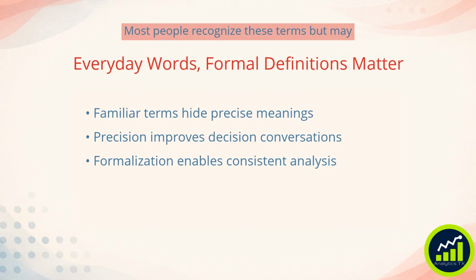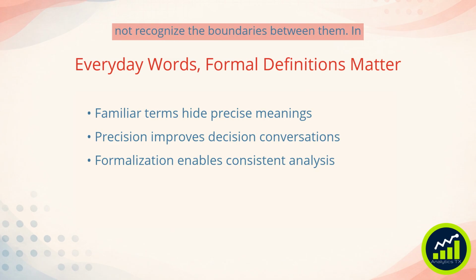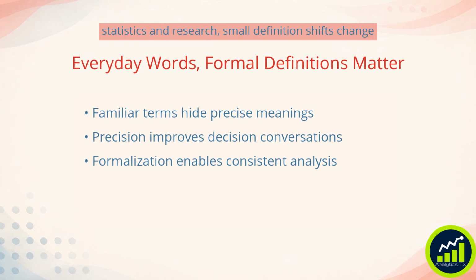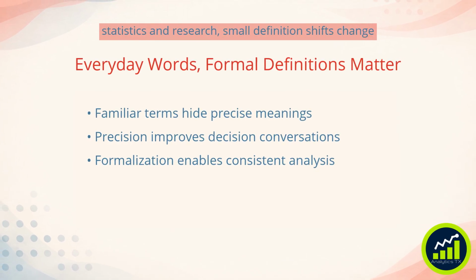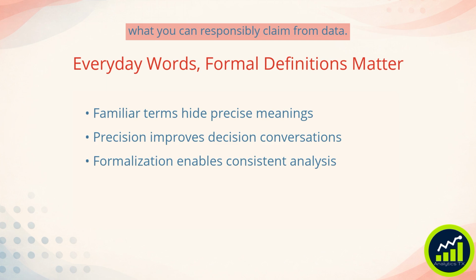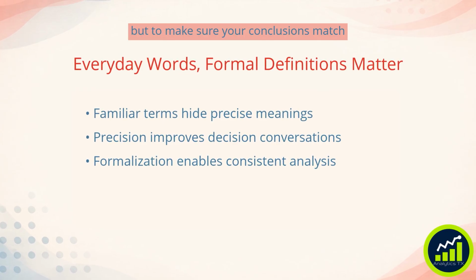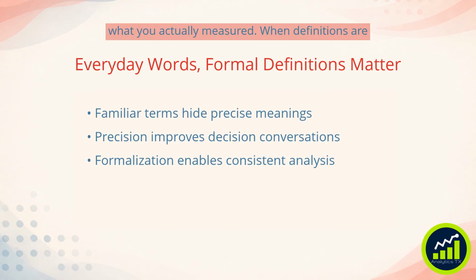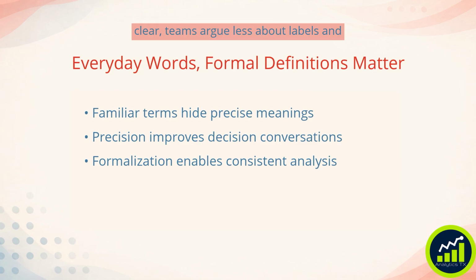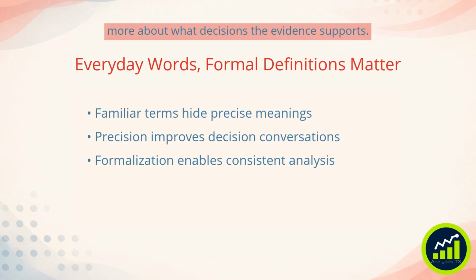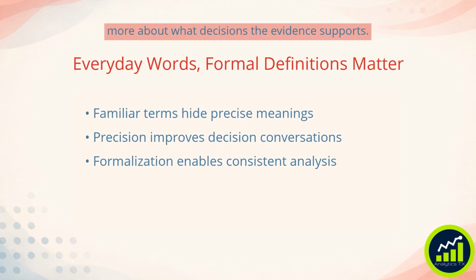Most people recognize these terms, but may not recognize the boundaries between them. In statistics and research, small definition shifts change what you can responsibly claim from data. The goal is not to sound technical, but to make sure your conclusions match what you actually measured. When definitions are clear, teams argue less about labels and more about what decisions the evidence supports.